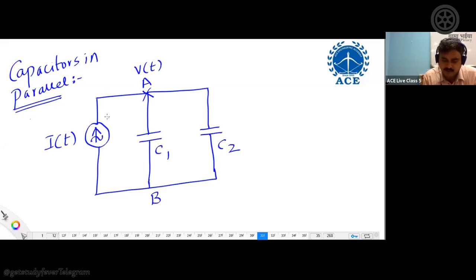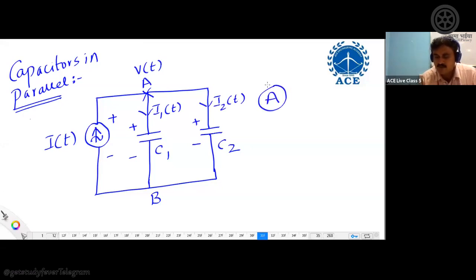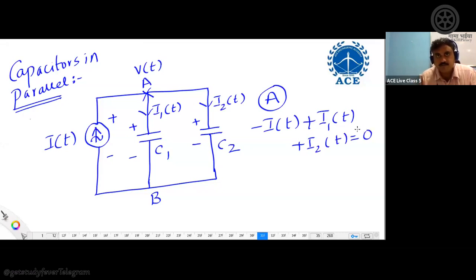Now, because this is V of t, this should be plus, minus, plus, minus, plus, minus. All three branches will have the same drop. Let the current on the first capacitor be I1 of t. Let the current on the second capacitor be I2 of t. Same representation, no change. If you write a nodal equation at node A, you will get minus I of t, coming towards the node negative, going away from the node positive. So the remaining two currents will be positive, equate with 0. So we are getting I of t equal to I1 of t plus I2 of t.